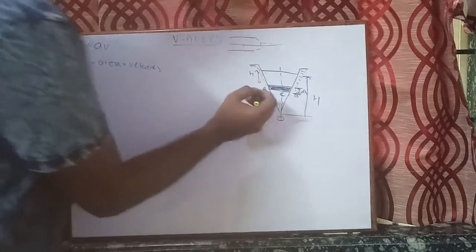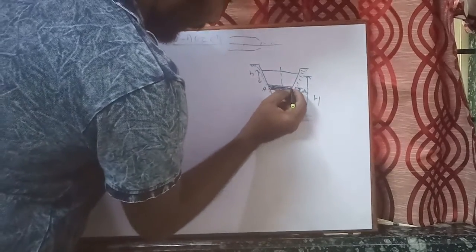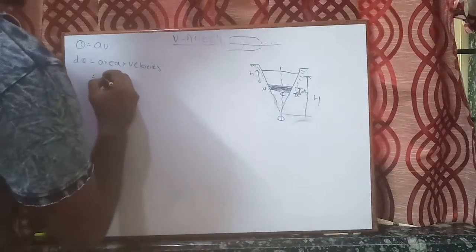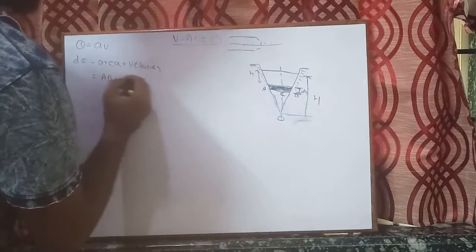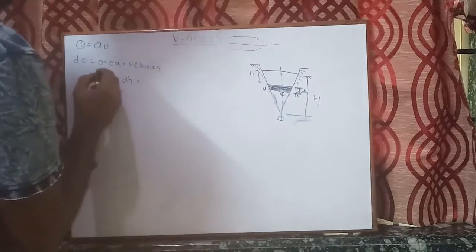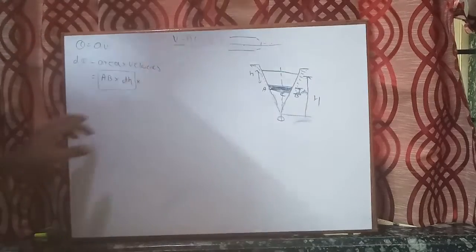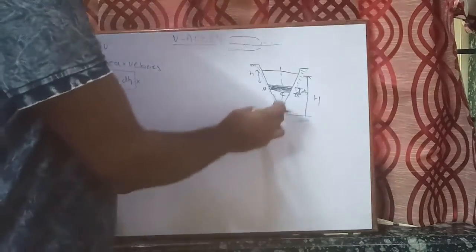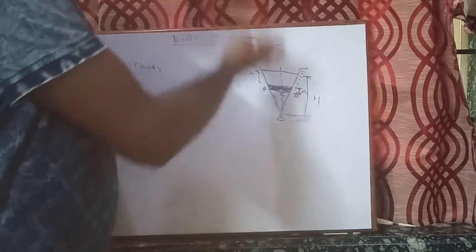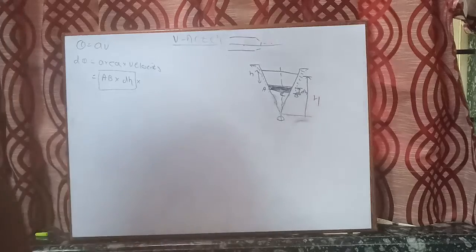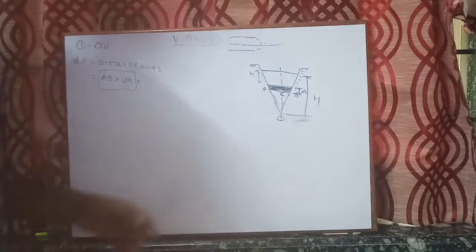So what is the area of the strip? This into this. It is AB into dh. This is the area. Now we have to find AB. Now AB will vary. You can take anywhere AB. AB will vary from 0 to H. So we have to take AB in terms of h and H in theta. So let's find AB first. How will we find AB?